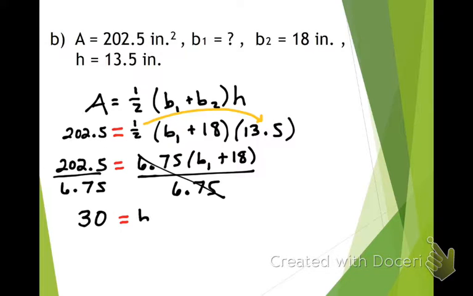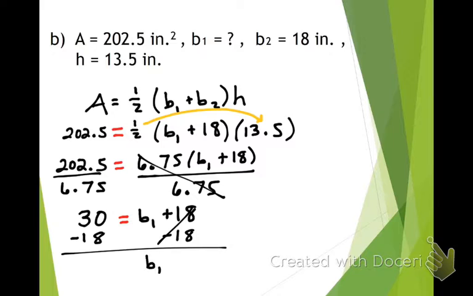And what's left on the right-hand side? Not just B1. B1 plus 18. So be careful. If you've got two things left over there, make sure you bring both of those things down. How do I get B1 by itself? Minus 18. You have to subtract because the opposite of plus 18 is minus 18. What you do to one side, you have to do to the other. Now these cancel out.